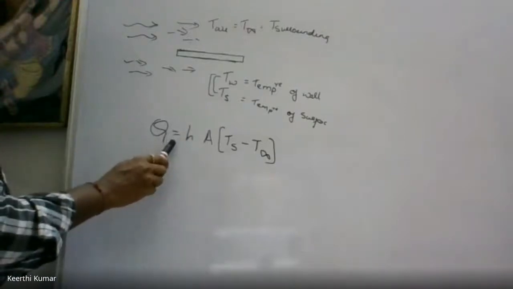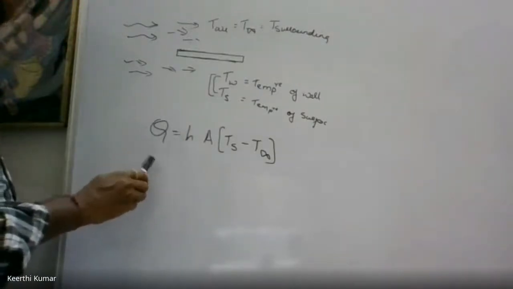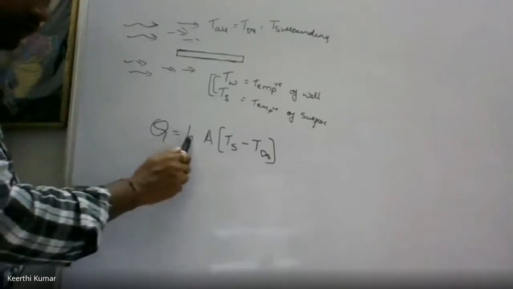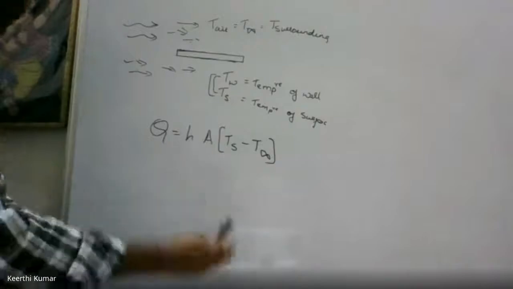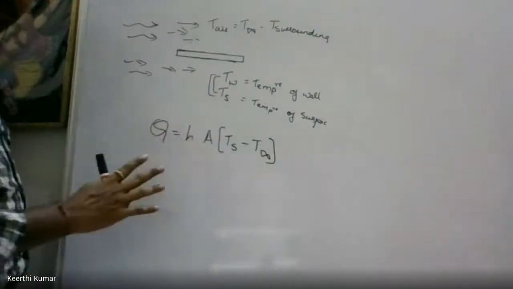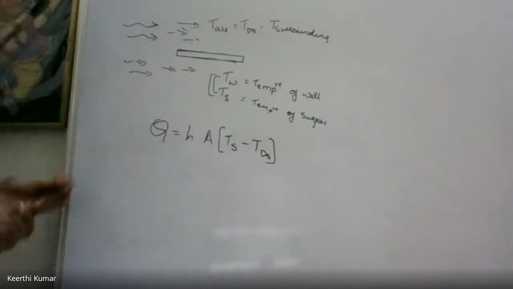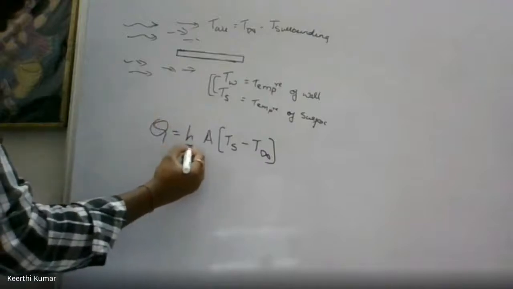So to find out the h under natural convection, there is some procedure. To find out the h under forced convection, there is some procedure. We will follow the procedure, put that value of h here, and find out the Q. In both chapters, forced and natural, there is some procedure to find out h.